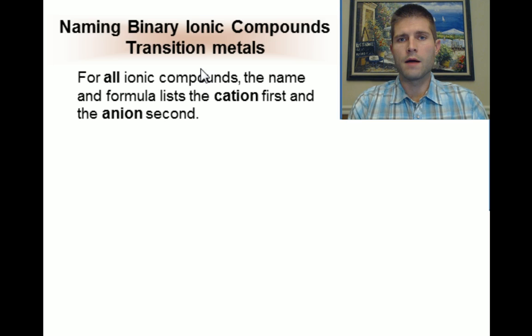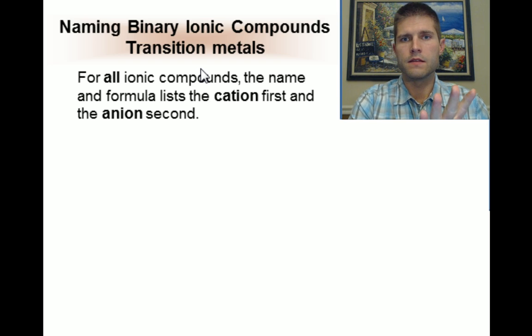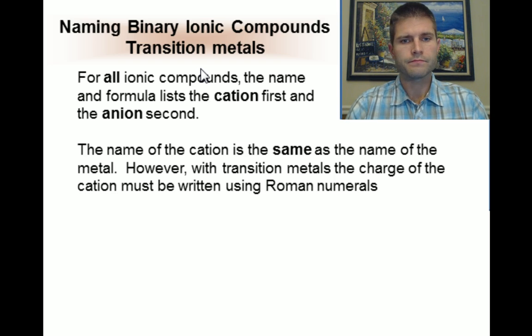So for now, I'm going to show you the formulas and I'm going to tell you what the charge is on that cation. Tomorrow in class, we're going to be learning how to back calculate out of the formula what the charge is. So let's learn about the naming from the formula to the name. Same thing as our binary ionic compound between the main group metals and nonmetals. With the transition metal, we don't change the name of the cation. So if we're talking about chromium, it's just going to remain chromium.